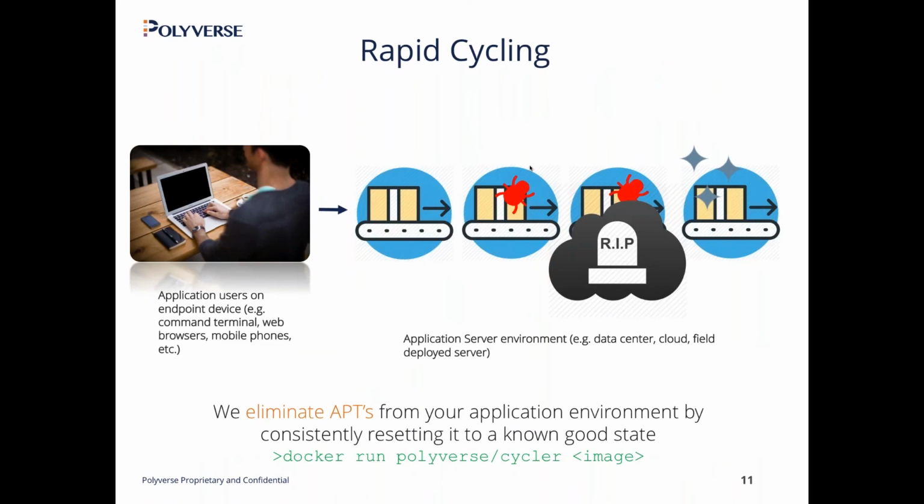Our second tool is this notion of rapid cycling. For those of you using the OTP model in Erlang, this would be very familiar to you, and it's actually one of the places where the design was inspired from. Rapid cycling is this idea of continuously resetting your environment back to a known good state.